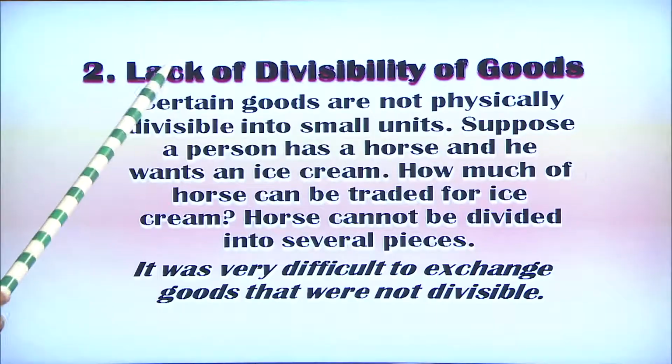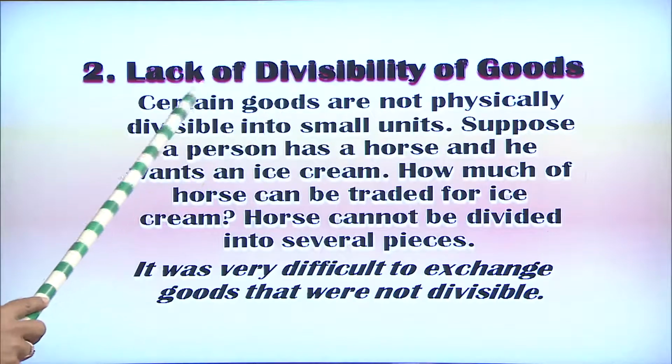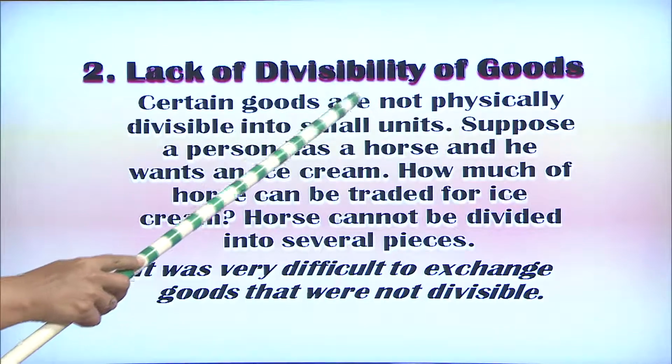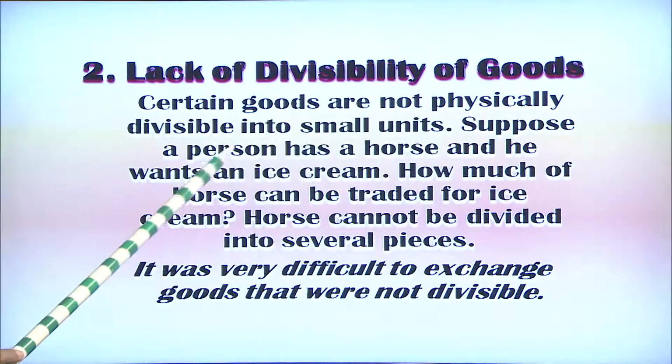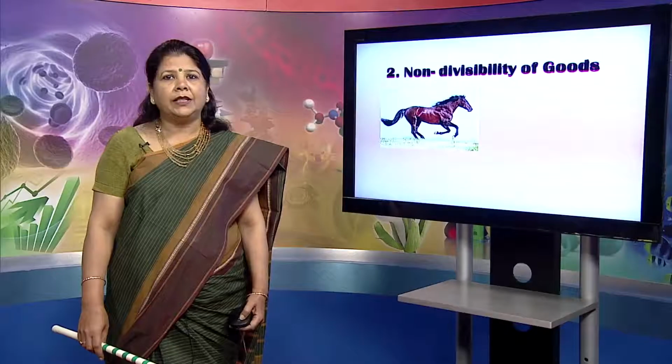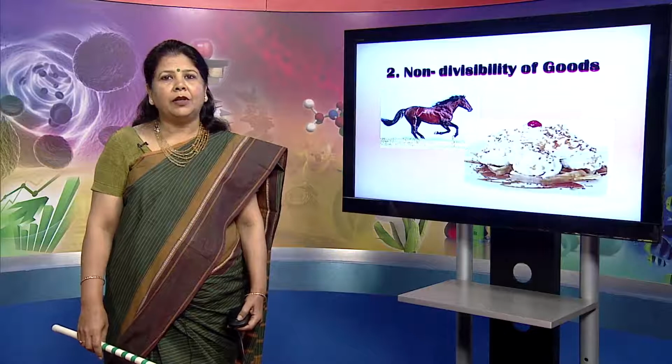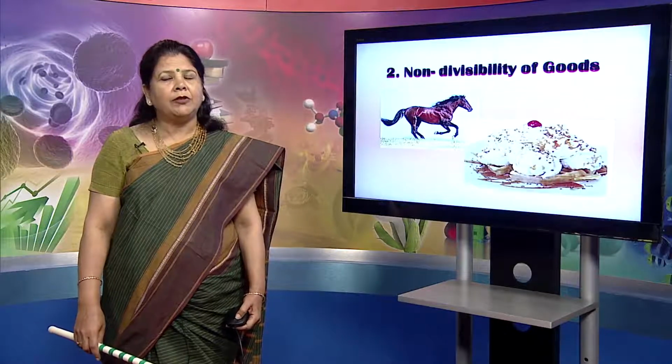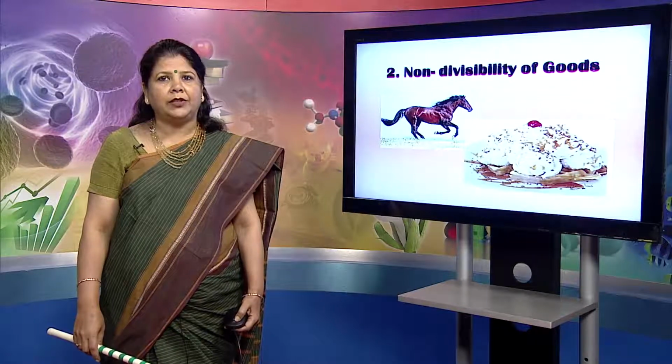The second problem with the barter system was that there was lack of divisibility of goods. Certain goods are not physically divisible into small units. Suppose a person has a horse and he wants an ice cream. How much of horse can be traded for ice cream? Horse cannot be divided into several pieces. It was very difficult to exchange goods that were not divisible. We can see the visual of a horse and an ice cream. Can you even imagine how these can be traded with each other?